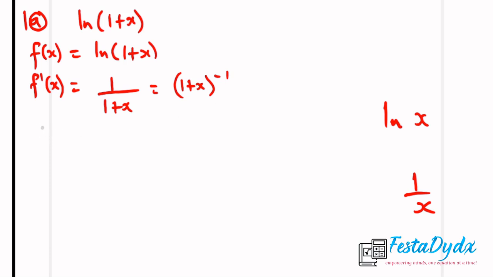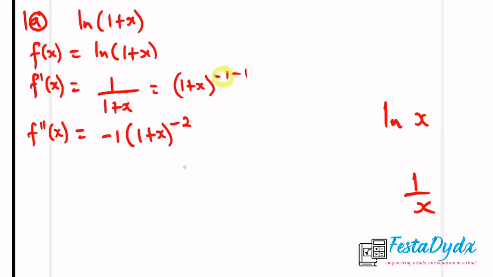So now the next one is the second derivative. We have f prime prime of x, which is equal to, working with this, we can see we have a power minus 1 here. So if we're going to be working with the derivative formula, this is going to give us minus 1 times the function 1 plus x raised to power minus 1 minus 1, which gives us minus 2. So you have to remove 1 from the power.